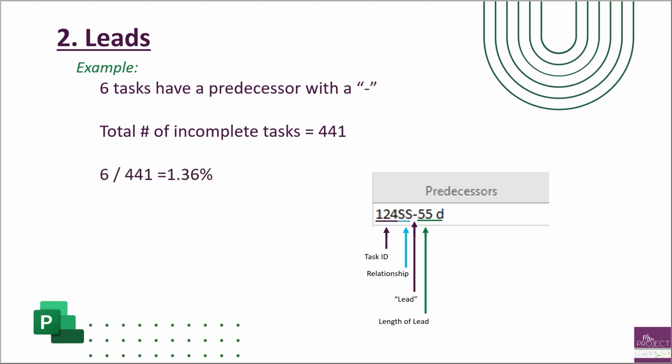And then to calculate this metric, we take that 6 tasks that have the negative and divide it by the 441 incomplete tasks, and we get a 1.36%. But again, DCMA's goal is to get us to 0. They don't want any in our schedule.